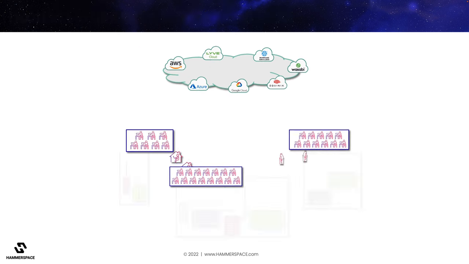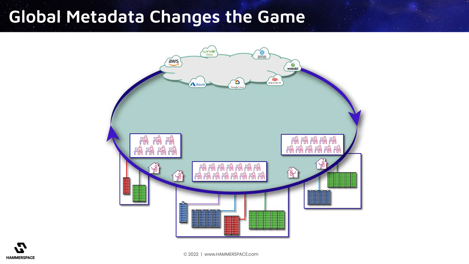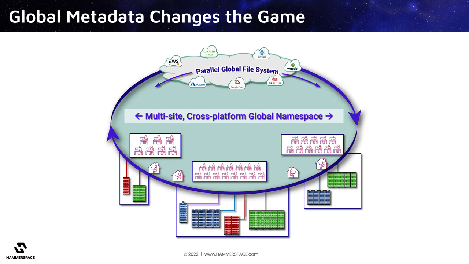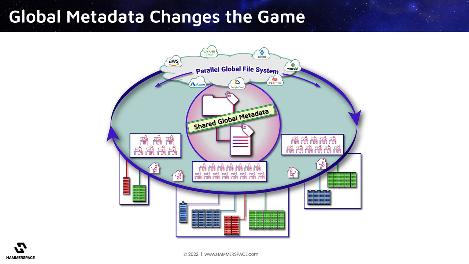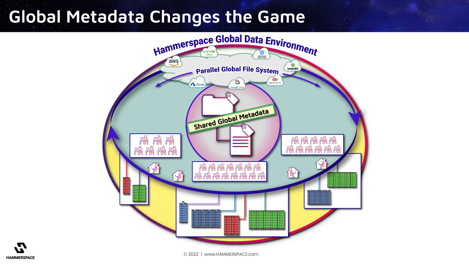The power of Hammerspace is that its parallel global file system spans all storage silos and locations, so all users and applications are sharing the same global file metadata, creating a global data environment.